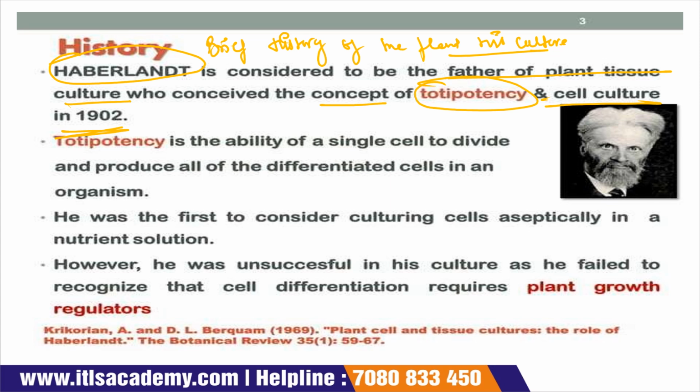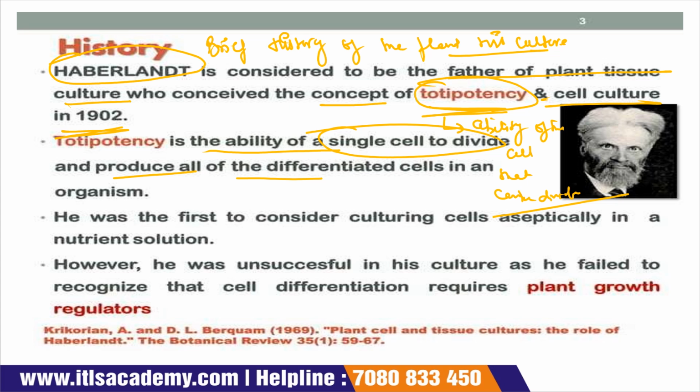Now here is one word, that is totipotency. What is totipotency? Totipotency is simply the ability of the cell that it can divide. This is called totipotency: the ability of a single cell to divide and produce all of the differentiated cells in an organism.